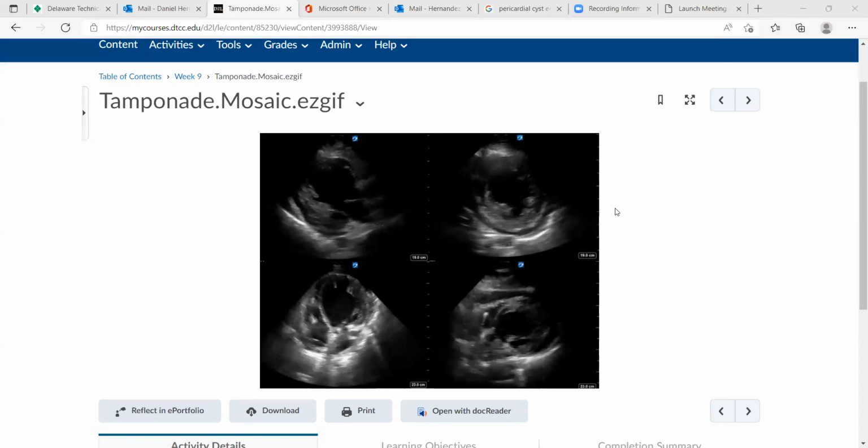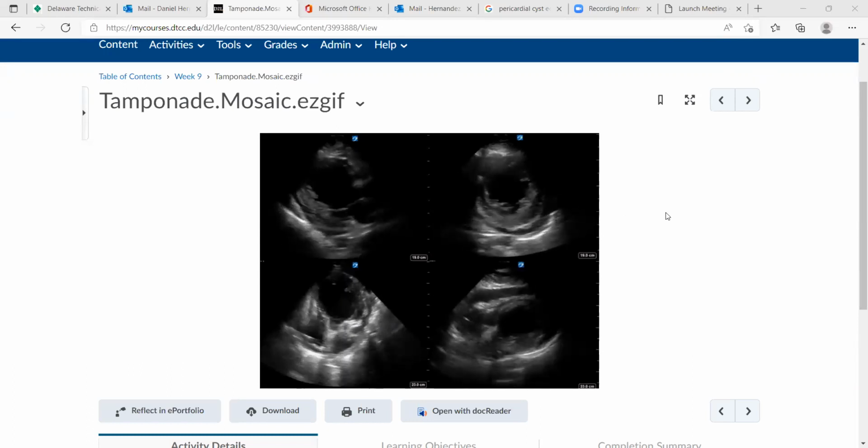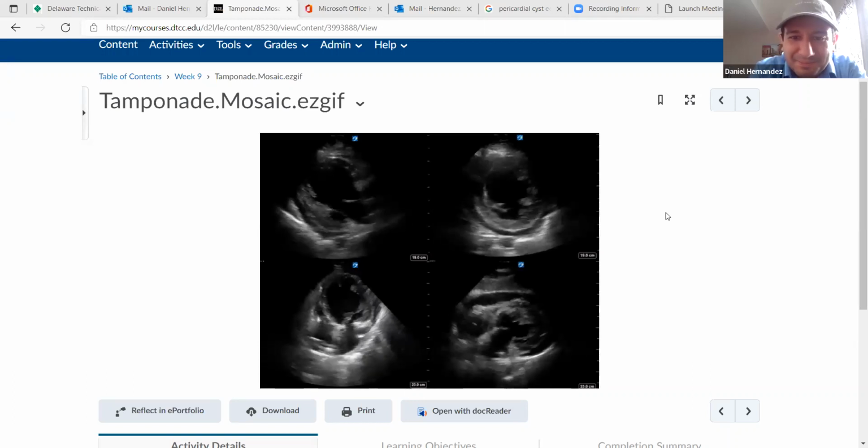Quick question. Is this supposed to be different views of all the same heart, or is it all different ones? It's all the same heart. Okay.